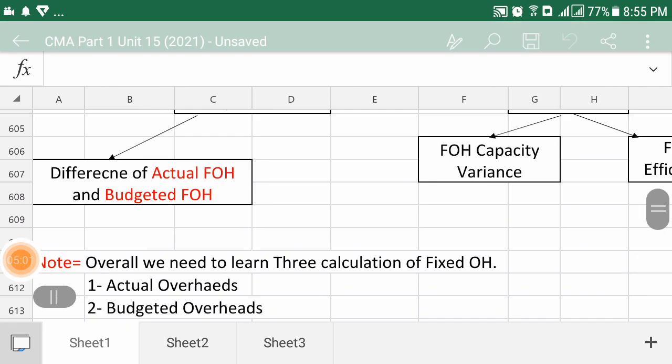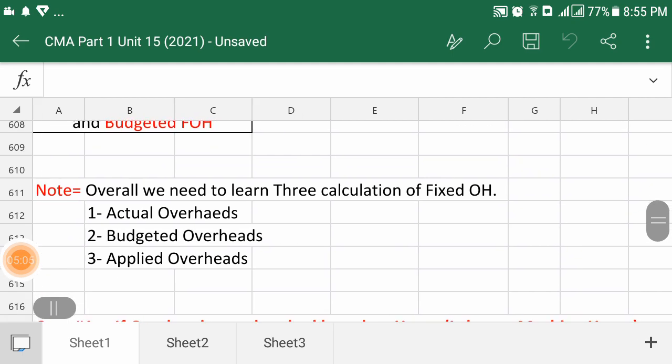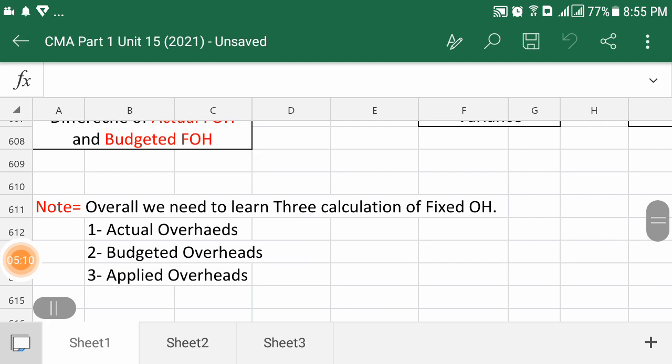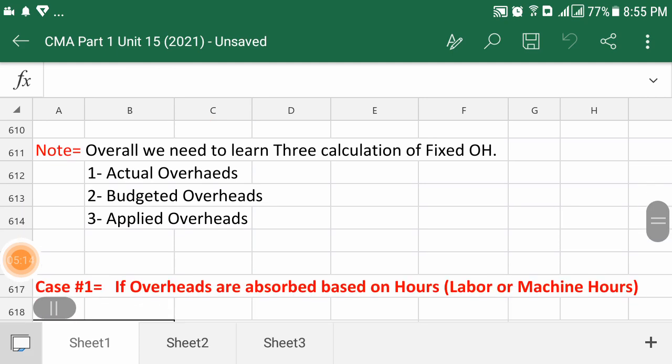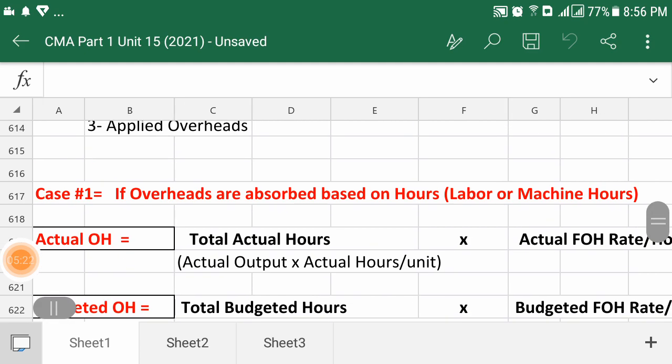So the figure is only, but we can see here in the note. The note is written here. The note is saying overall we need to learn three calculations of the fixed overhead: actual overhead, budgeted overhead, and applied overhead. So in the first case, if overheads are absorbed based on hours, the labor and machine hours. So if it is based on absorption, it is case one.